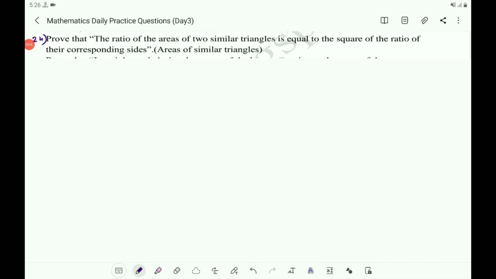Next, let us take the 24th question. Prove that the ratio of the areas of two similar triangles is equal to the square of the ratio of their corresponding sides. This is a theorem based on the areas of similar triangles, given in the triangle chapter. This theorem is also proved in the video lessons of the triangle chapter, and in the important questions from the previous question papers.